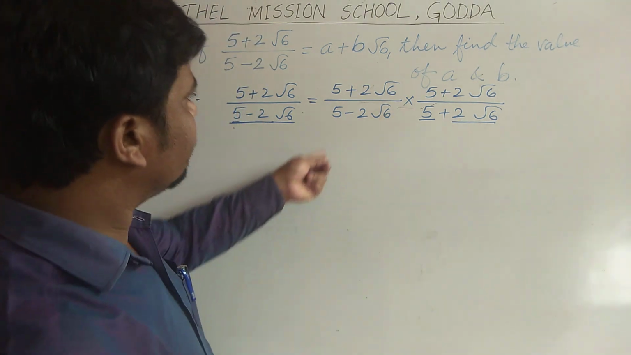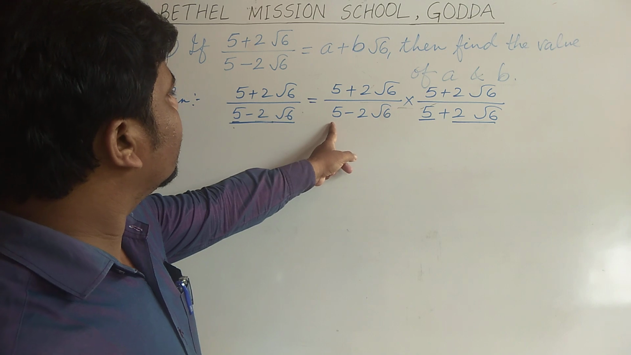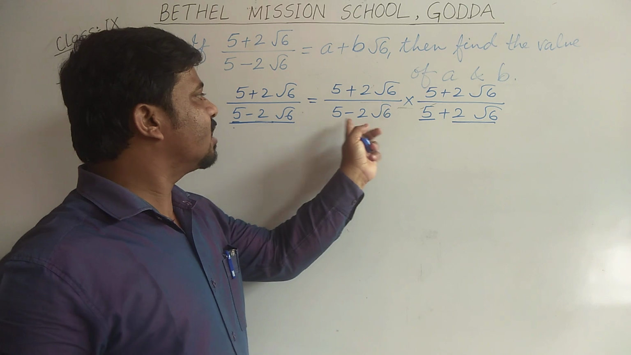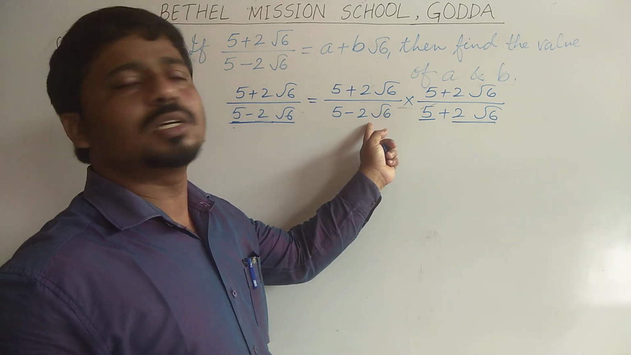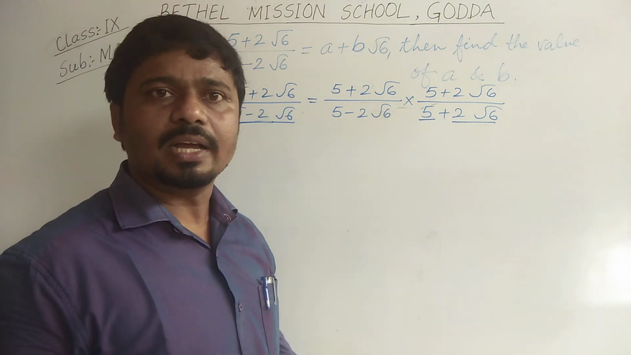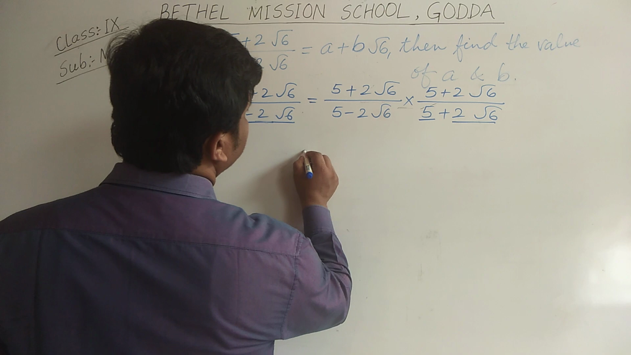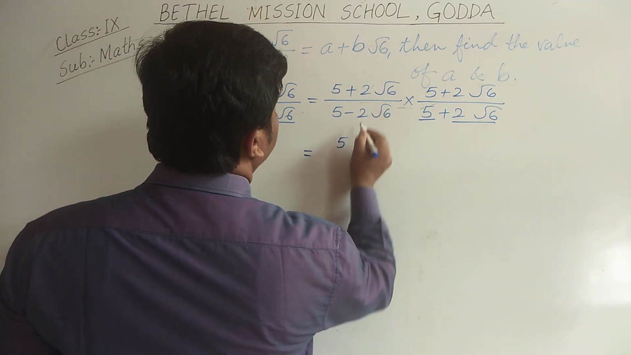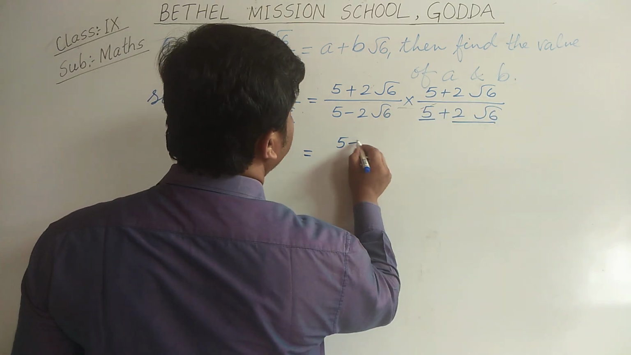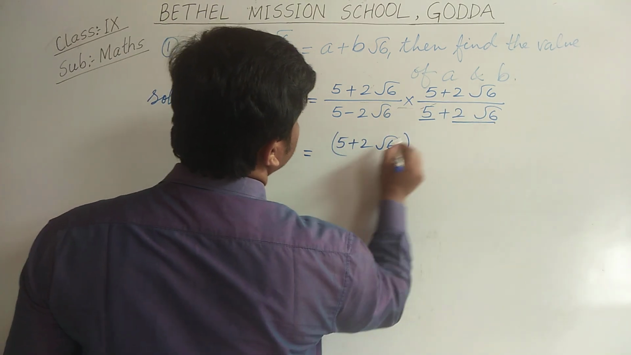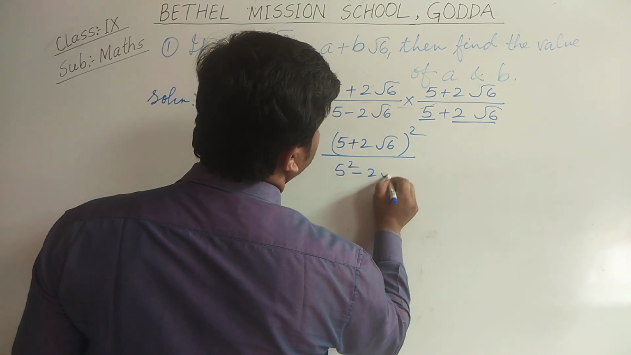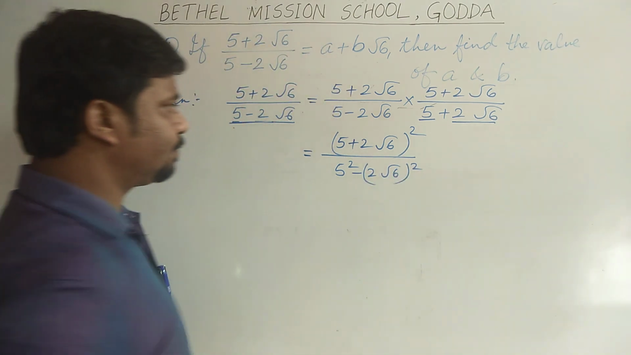Why is this? Because when you take the opposite sign, then the property a square minus b square will be applied here, and when you apply a² − b², you can remove the root from 6, and then you will get the rational. For that purpose only. So what will be? Upside the same, (5 + 2√6) (5 + 2√6), so here it will be (5 + 2√6) whole square upon 5² − (2√6) whole square.